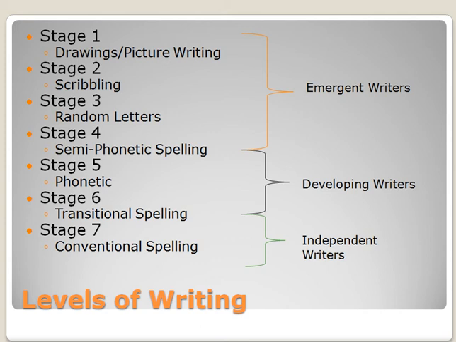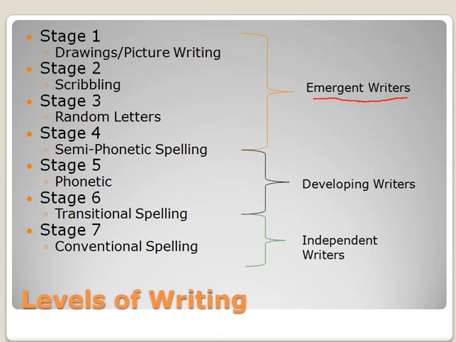So stage 1, stage 2, stage 3, and even getting into stage 4 is what we're looking for in our emergent writers. Emergent writers are students who are going to be drawing pictures, scribbling random letters, and beginning their phonetic spelling. They are all beginning writers. This you normally see within preschool and the beginning part of kindergarten.